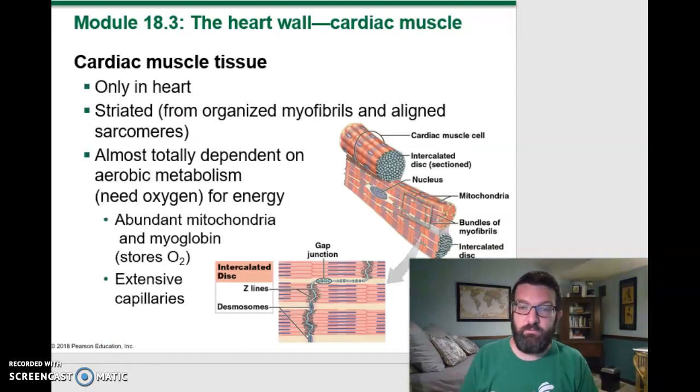If you remember from 151, fast twitch and slow twitch skeletal muscles, cardiac muscle is a lot more like slow twitch in that it is not a speed muscle, it's an endurance muscle, right? And because of that, it has to be aerobic in terms of how you make ATP. And that means that it stores a lot of O2. You've got a molecule called myoglobin there. It's a lot like hemoglobin. It stores oxygen in the heart muscle. And you have lots and lots of mitochondria for the production of ATP.